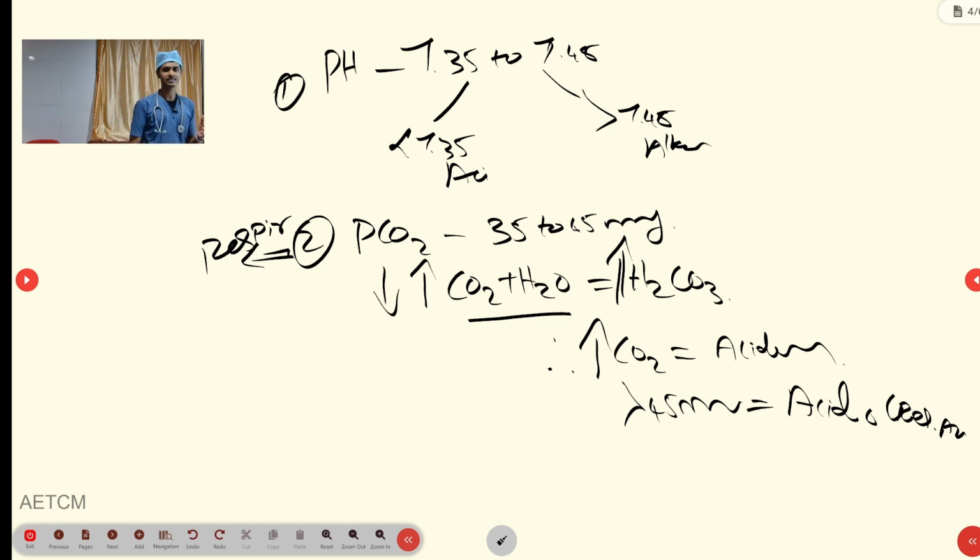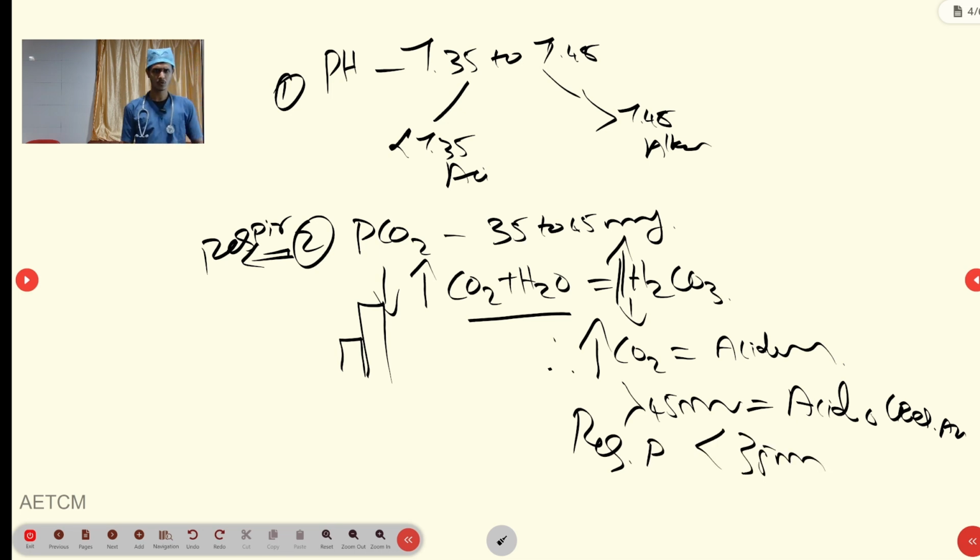Then, just the opposite: there is less CO2 in your body because of hyperventilation. The person is exhaling carbon dioxide from the body, so less reacts with water and less carbonic acid forms. The acid production is low, but there is a relative excess of bicarbonate. So ultimately it leads to respiratory alkalosis, when the value is less than 35 millimeters of mercury. Hope it is very easy.